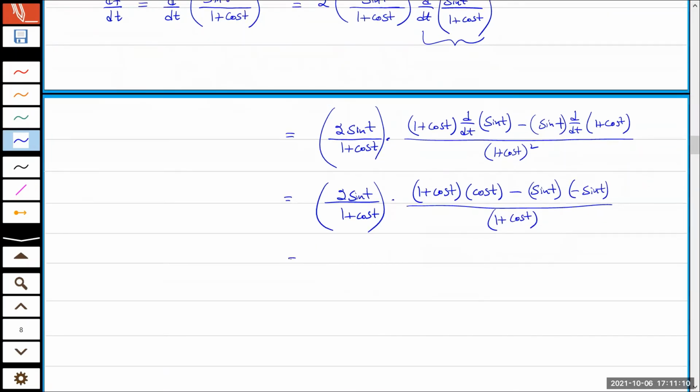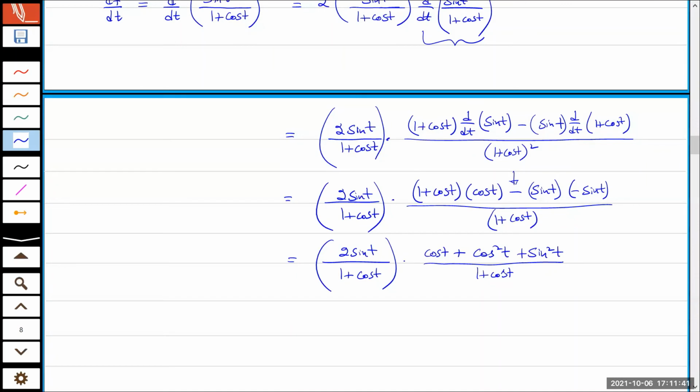Let's simplify. 2 sine t over 1 plus cos t times: cos t times 1 is cos t. Cos times cos is cos squared. Sine times negative sine is negative sine squared, but I have another negative sign, so plus sine squared t. All divided by 1 plus cos t squared.